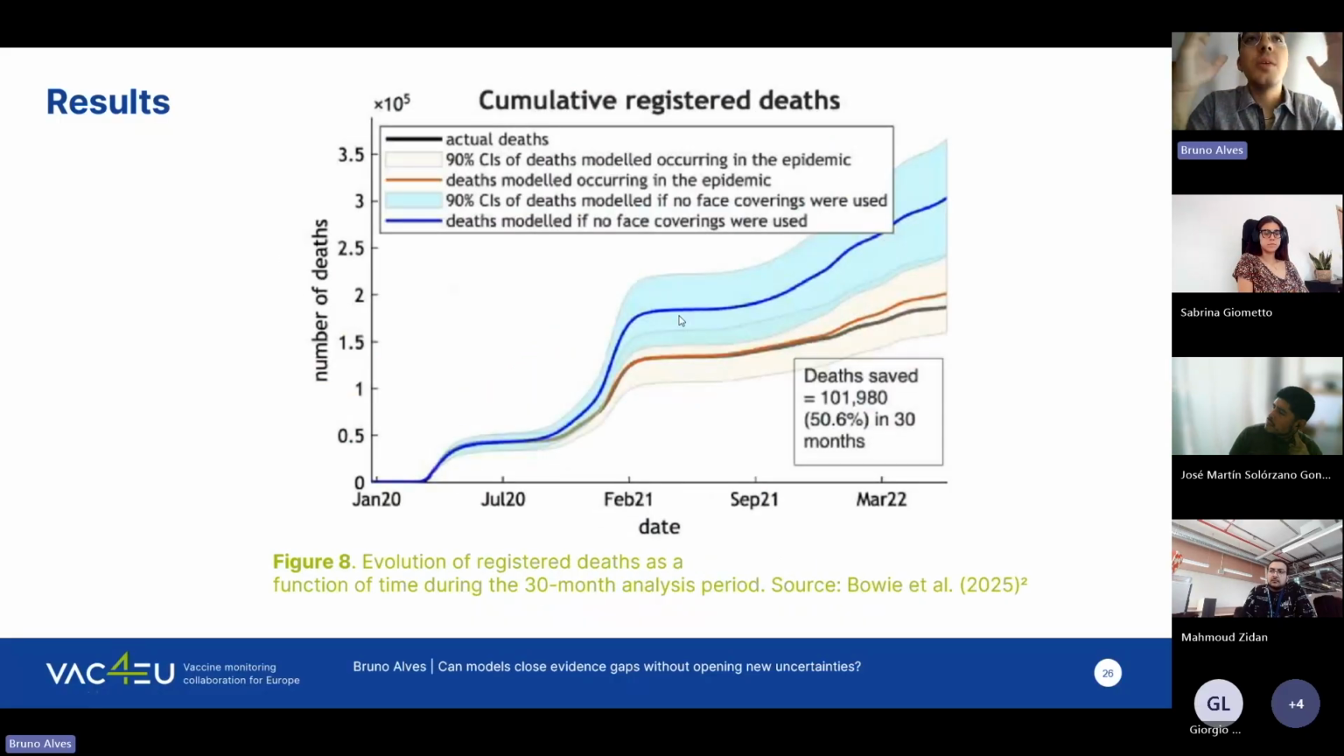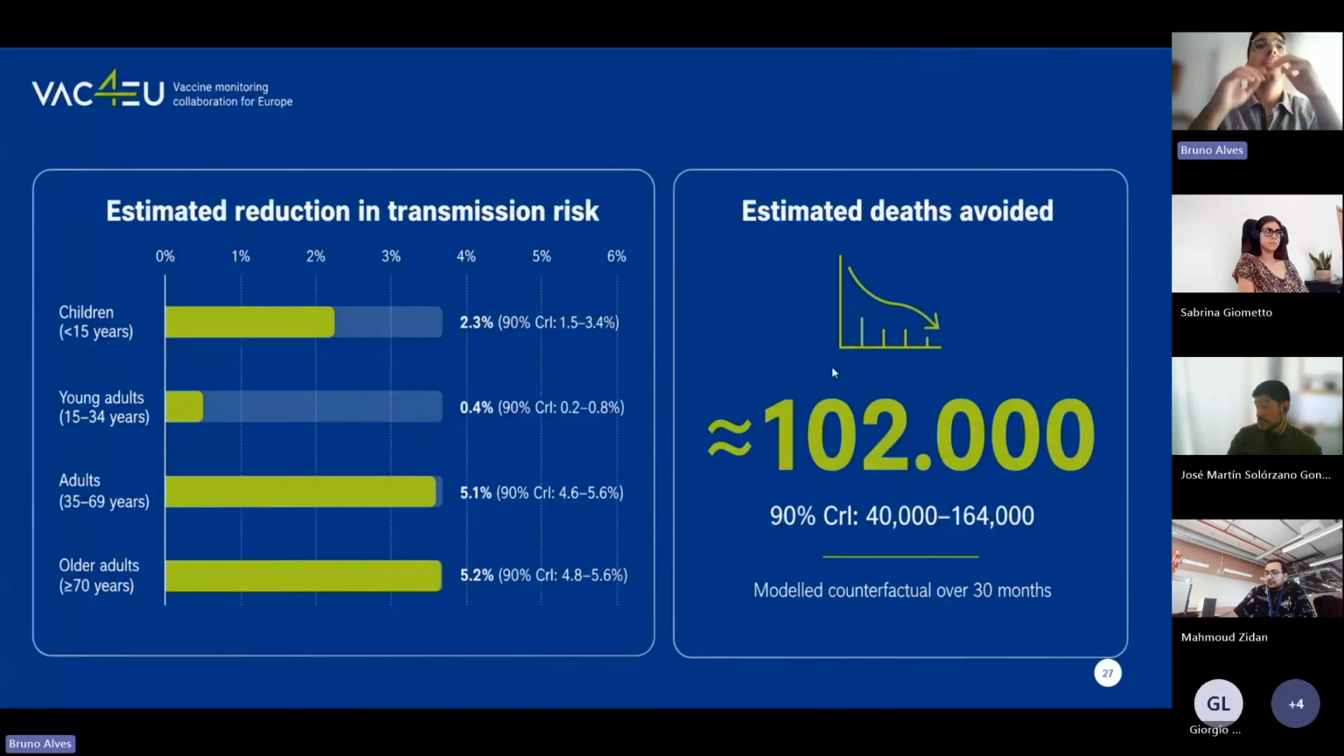And this is the surprising part of this study, which shows the cumulative registered deaths on the model which assumes there was an effect of mask, and the model which assumes there was no effect at all because of masks. And this blue line functions as a counterfactual, and you can see that the difference between one and another is very significant. It's more than 100,000 deaths saved in 30 months. So these are the big numbers from this study.